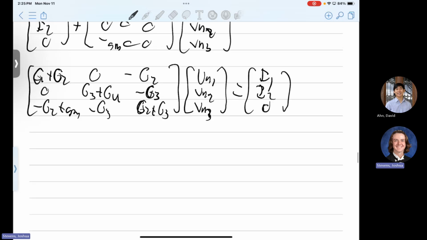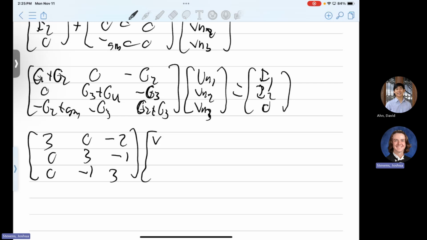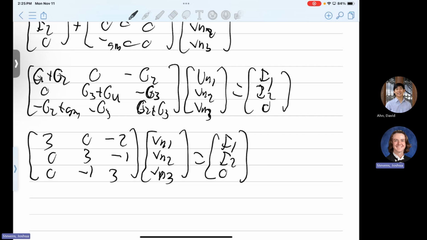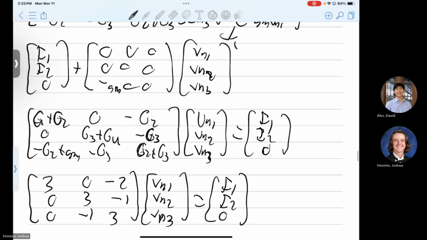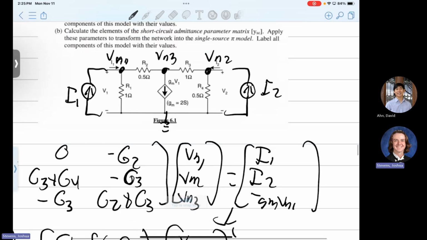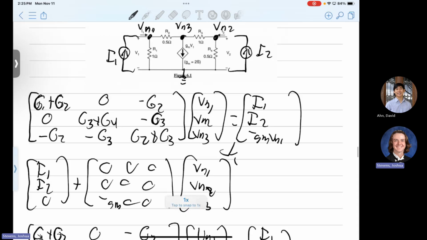Putting numbers into that, this is a very small, sparse matrix: 3, 0, -2; 0, 3, -1; 0, -1, and 3. Times Vn1, Vn2, Vn3, which is all equal to I1, I2, and 0. Okay, so we've done this. This is just V1, so I named it Vn1. This is V2, so I named it Vn2, and then Vn3 in the middle. That's all I did. So then we got this, right?